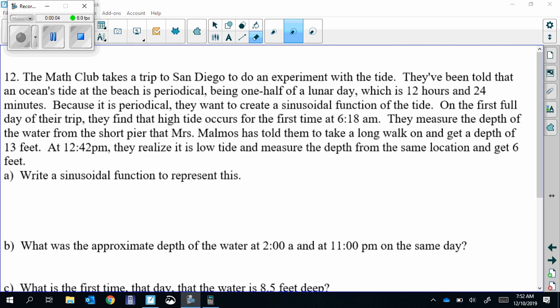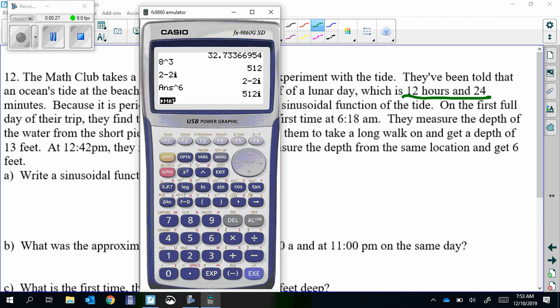Math club's going to San Diego, looking at the ocean's tide. It is periodical with a 1/2 of a lunar day period. So 12 hours and 24 minutes is the period. First thing you want to do with that is change that 24 minutes out of 60, get 0.4.